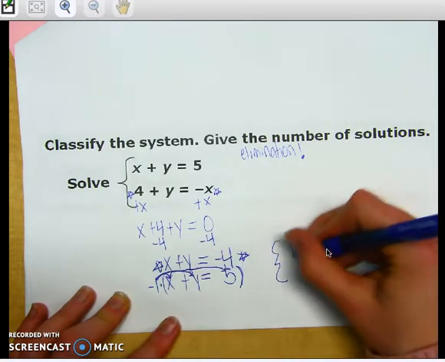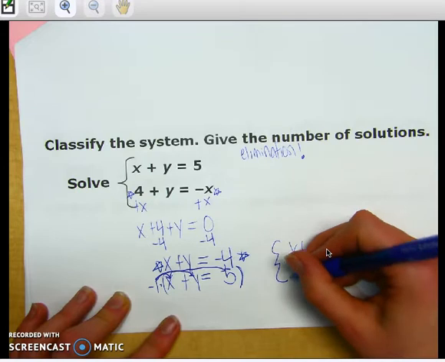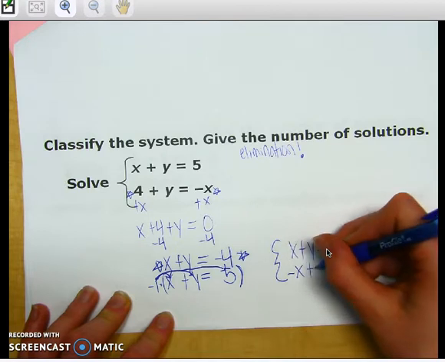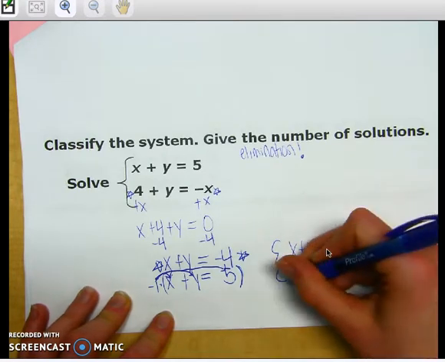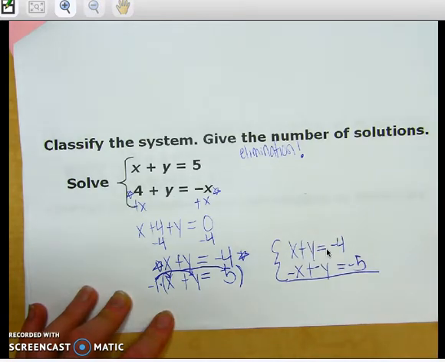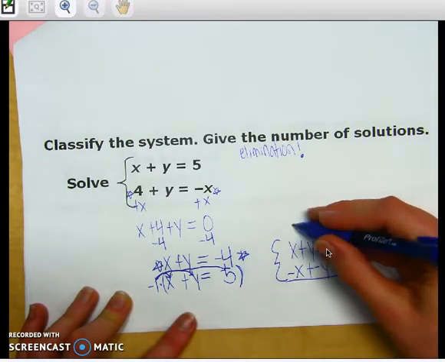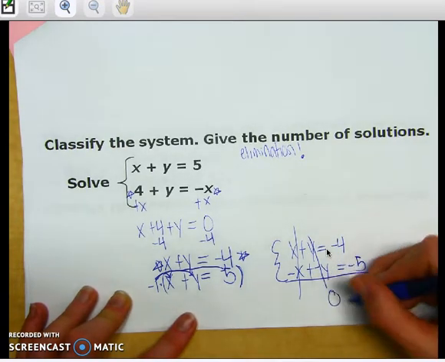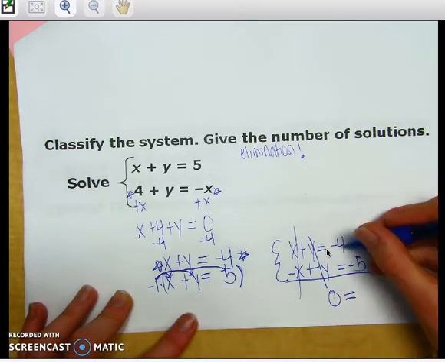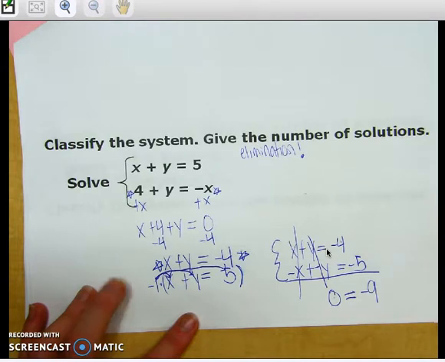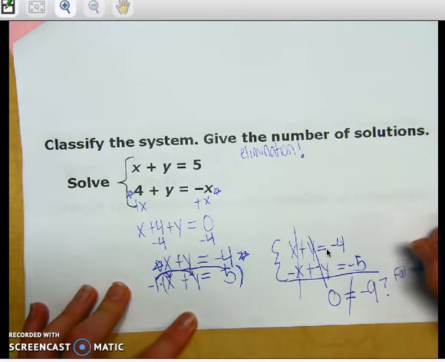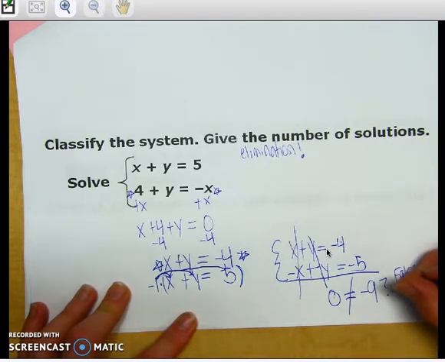When I do that, I get x plus y equals -4. And when I distribute this -1 into the second equation, I'm going to get -x plus -y equals -5. And now I can add my equations together. However, when I do that, x minus x cancels, so does y minus y. So I have nothing left on the left-hand side. And then -4 plus -5 is -9. All of my variables canceled, and I'm left with 0 equals -9, which is false, which means I'll have no solutions.